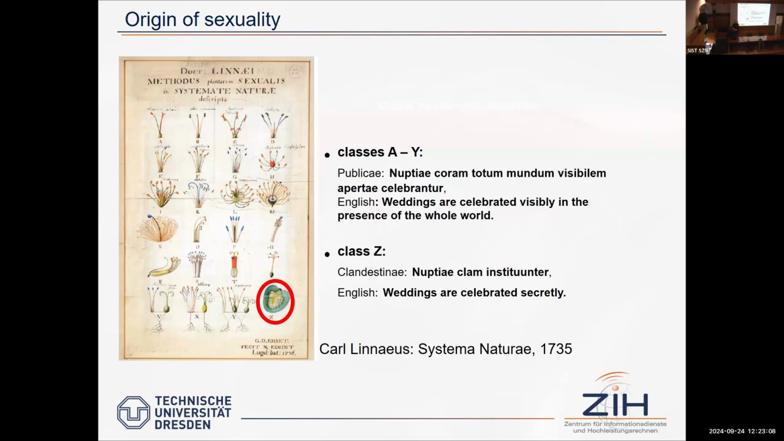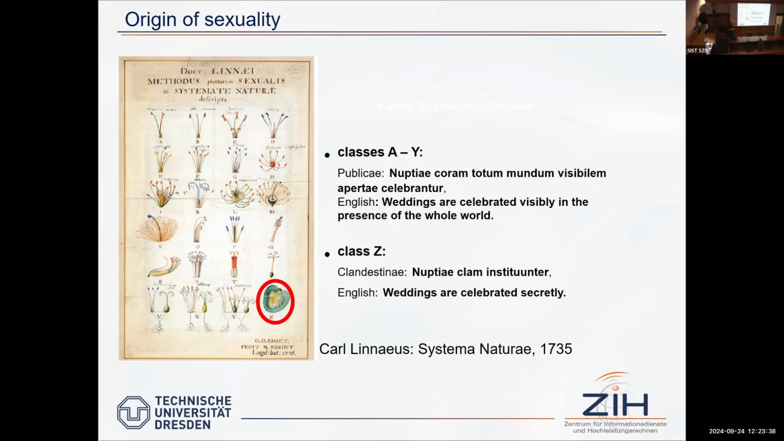Linnaeus suggested a classification based on a sexual key. And this means he classified plants according to the position of male and female sexual organs, stamens and pistils. And this is nicely shown here. We see 23 classes which look very similar. These are the so-called seed plants.